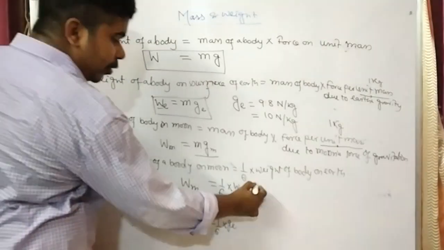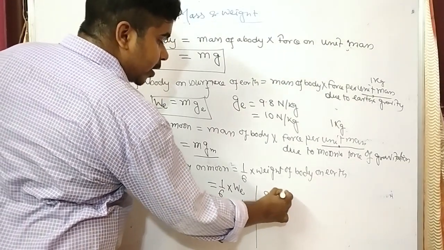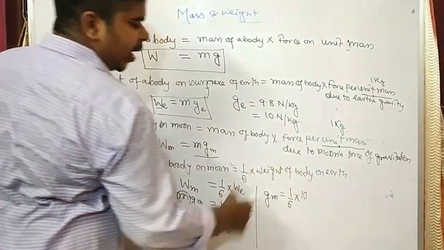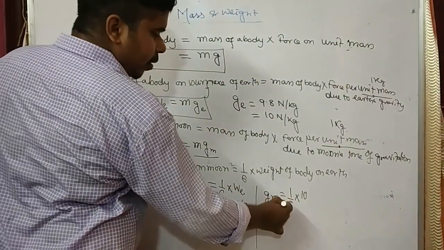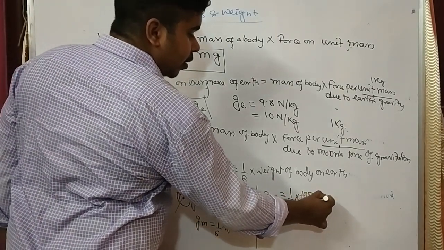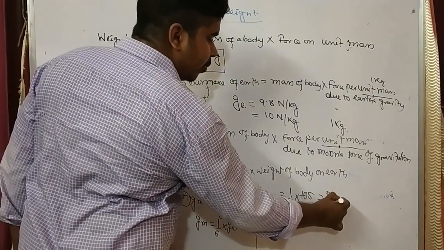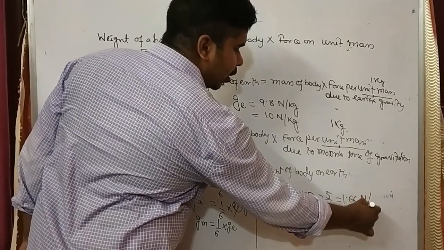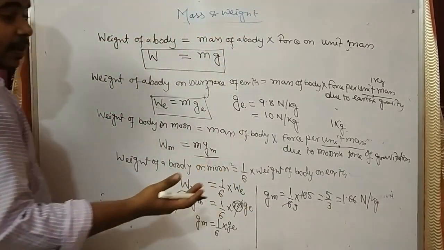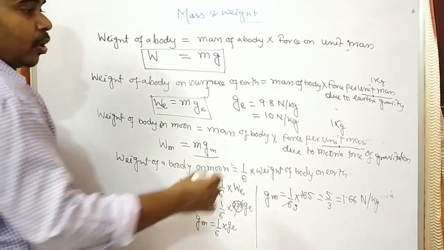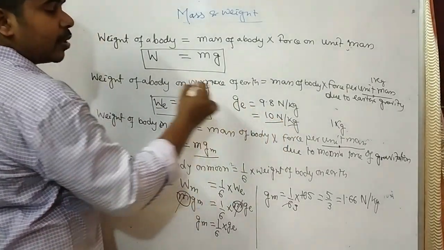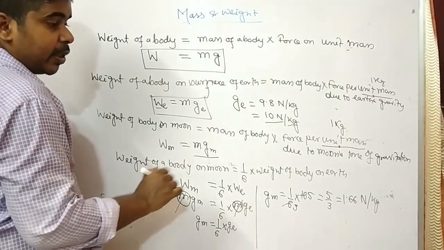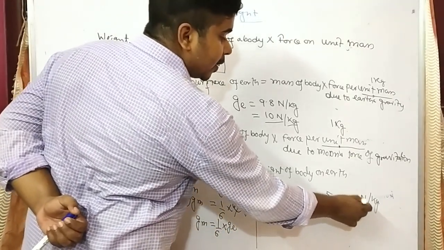Now if I put the value, what is the value of GE? Here we take it as 10, so it is easy to calculate. 1/6 of 10: 2 threes are 6, so it is 5/3. So 5/3 means it is around 1.66 Newton per kg. So it is clear, in case of Earth, on 1 kg mass the force is 10 Newton. And for 1 kg mass on moon, the force is 1.66 Newton.